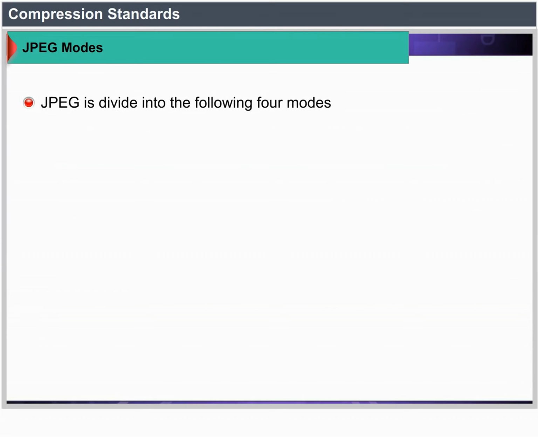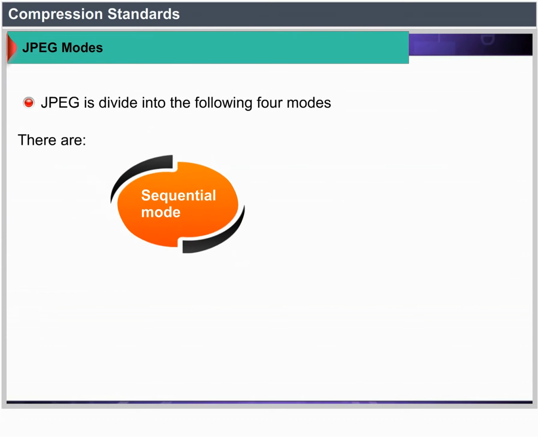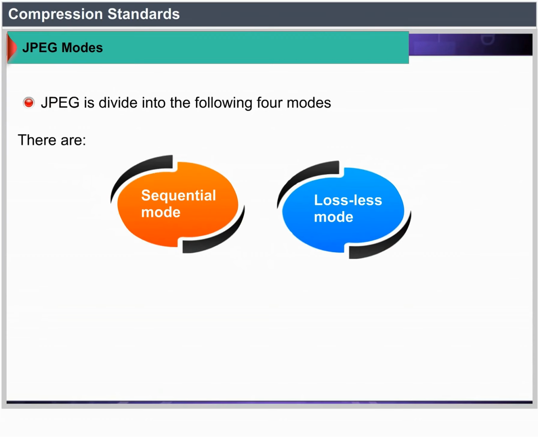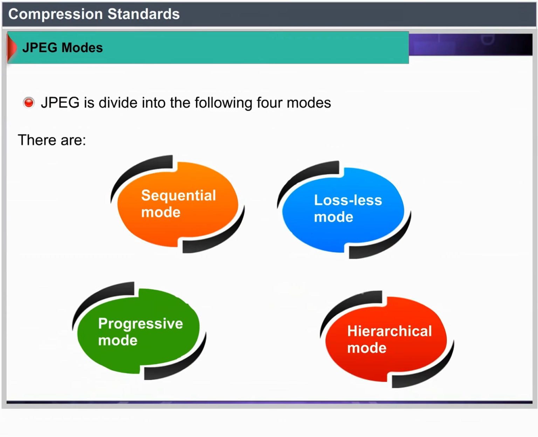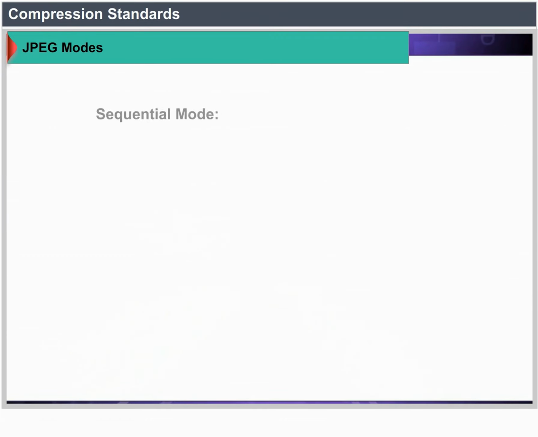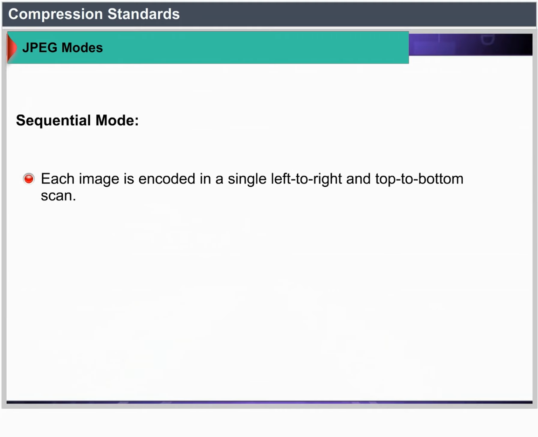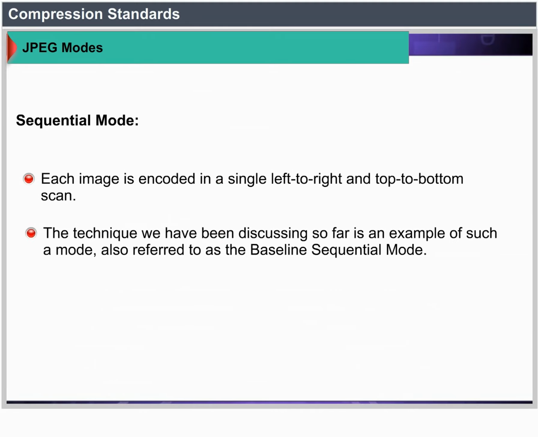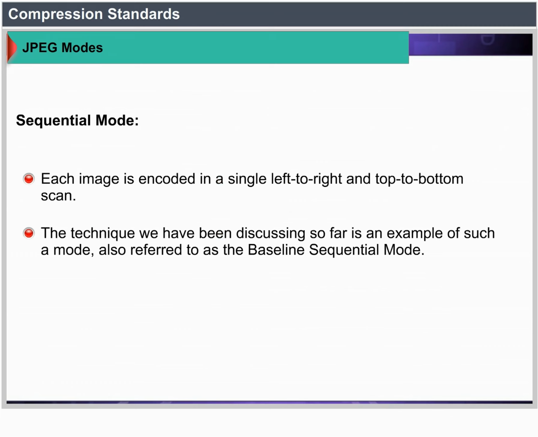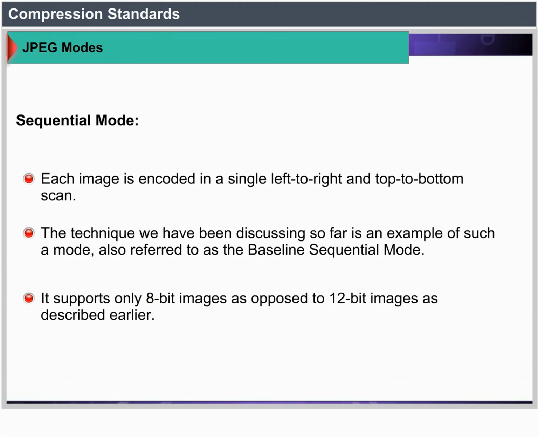JPEG modes. JPEG is divided into 4 modes. These are sequential mode, lossless mode, progressive mode, hierarchical mode. Sequential mode. Each image is encoded in a single left-to-right, top-to-bottom scan. The technique we have been discussing so far is an example of such a mode, also referred to as the baseline sequential mode. It supports only 8-bit images as opposed to 12-bit images as described before.